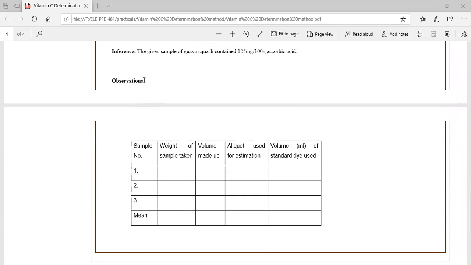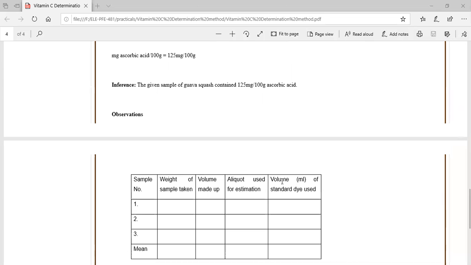So you can make the observation table like this. Suppose you have taken the number of samples 1, 2, 3 or more than that. You have to make columns: weight of sample taken, volume made up, aliquot used for the estimation, and volume of the standard dye used. In this way you can find the ascorbic acid content of the given sample.